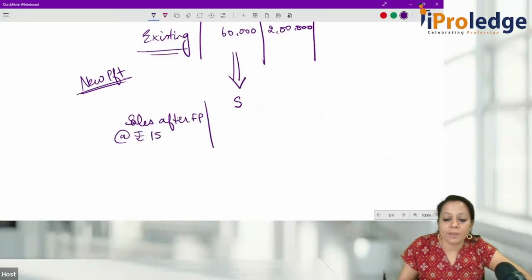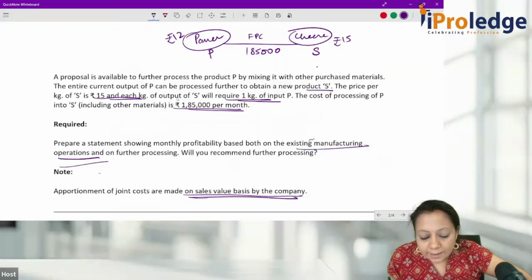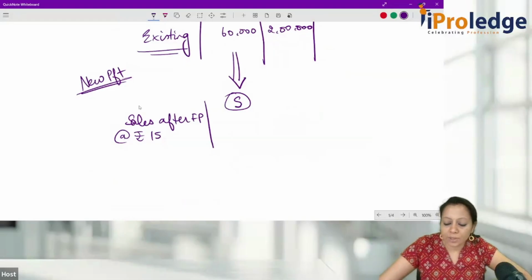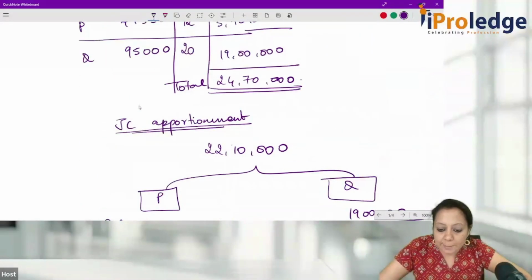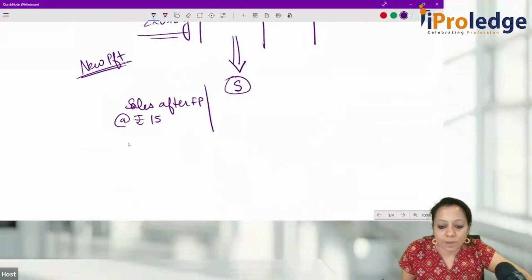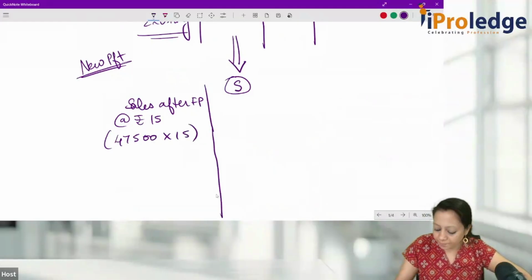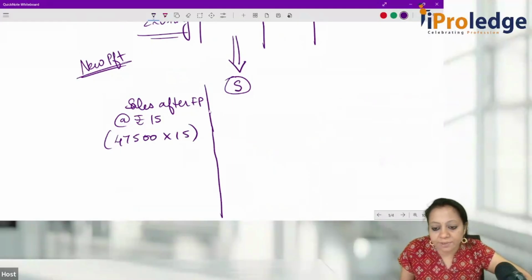How many number of units? Same number of units, because 1 kg of output will require 1 kg. Number of units of P was 47,500. Correct? So 47,500 into 15 gives 7 lakh 12,500.